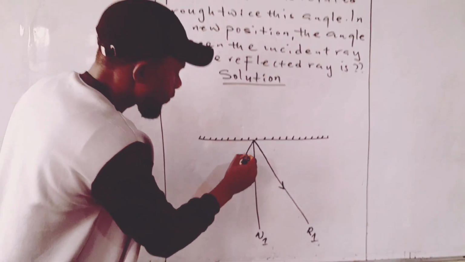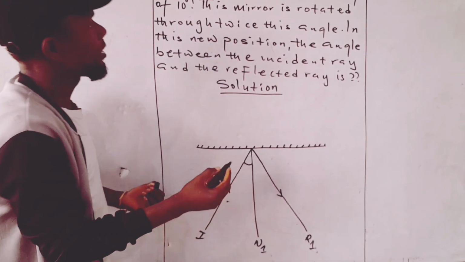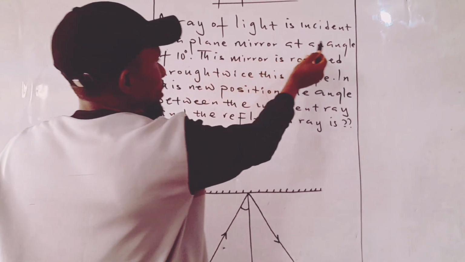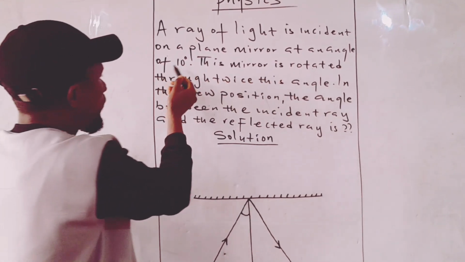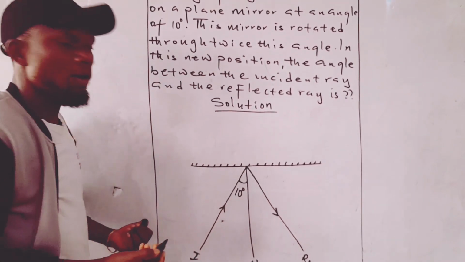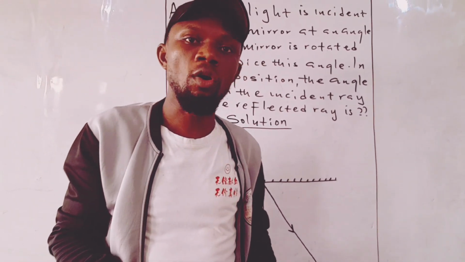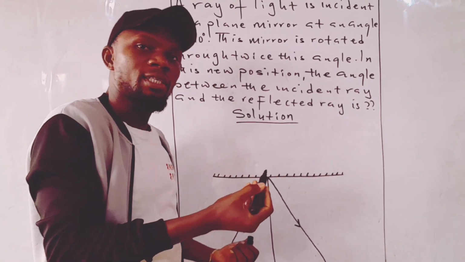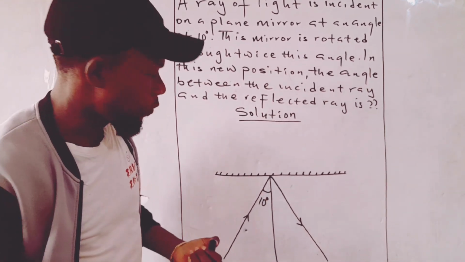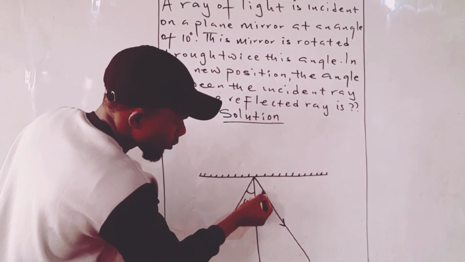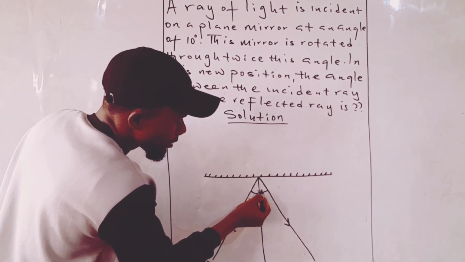So the angle of incidence is given. A ray of light is incident on a plane mirror at an angle of 10 degrees. So here is 10 degrees. That means the angle of incidence is given to us in the question. So remember the law of reflection: the angle of incidence is equal to the angle of reflection. That means here is also 10 degrees.